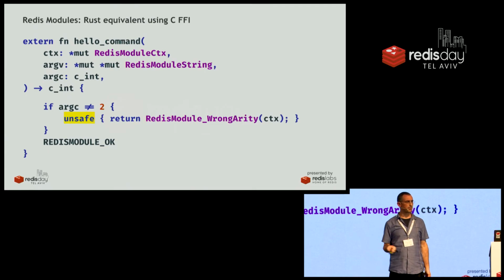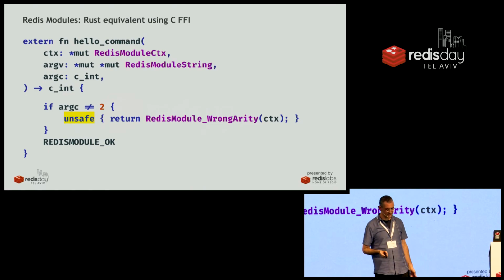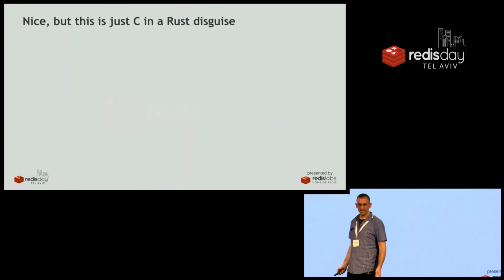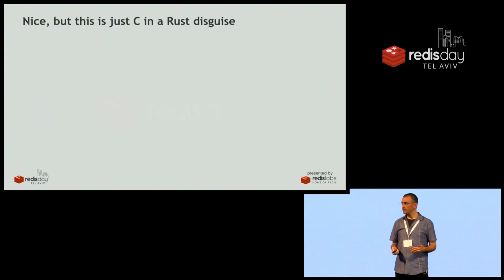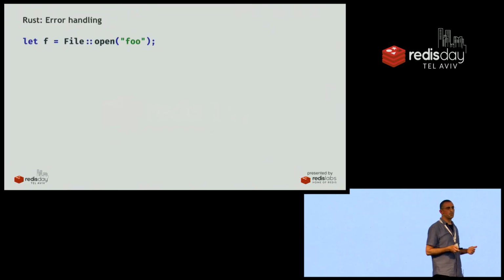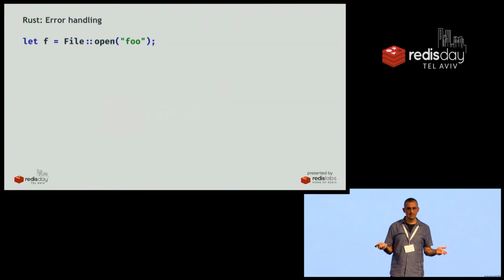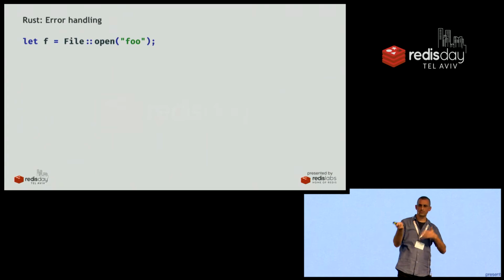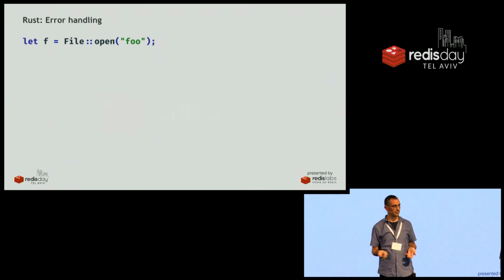If a Rust programmer looks at this, he sees C. I mean, if I want to write C in a Rust disguise, just write C, okay? What I want to do is write Rust that looks like Rust. So how do we handle errors in Rust? If I open a file, as I said, in C we just get some integer and we have to guess, so we can easily forget to check for errors.